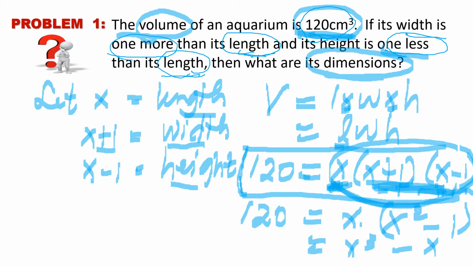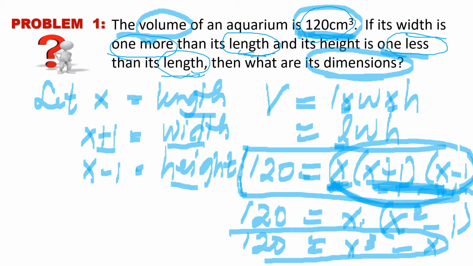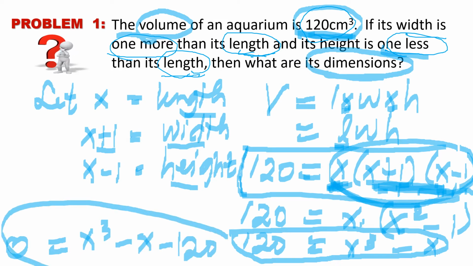So x times x squared is x cubed, and x times negative 1 is negative x. And then equal to 120. So this is our polynomial. And if you want to equate it to 0, simply transpose 120 to the other side. So this will be 0 is equal to x cubed minus x minus 120. So this is the polynomial.